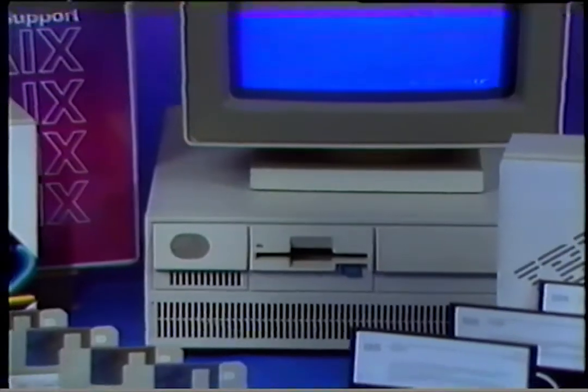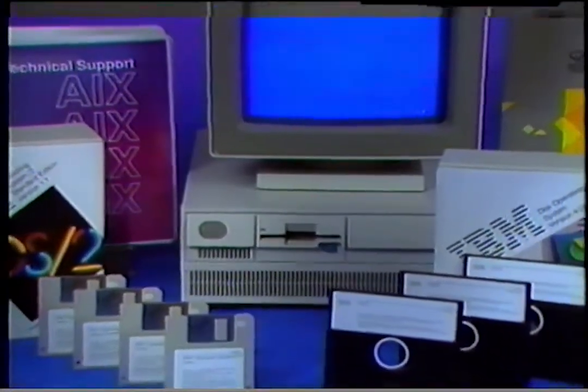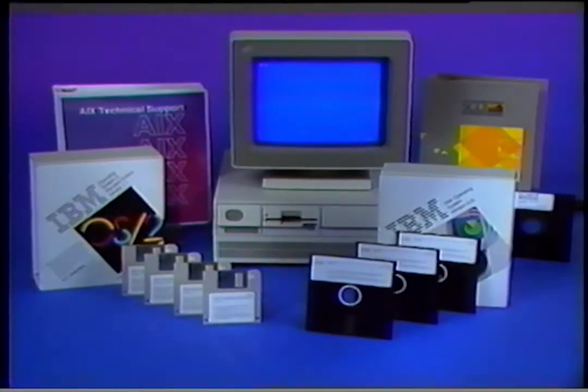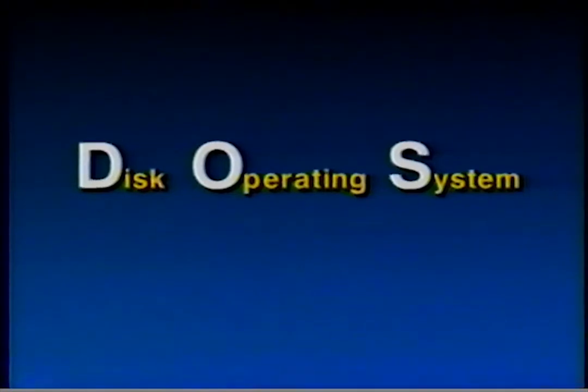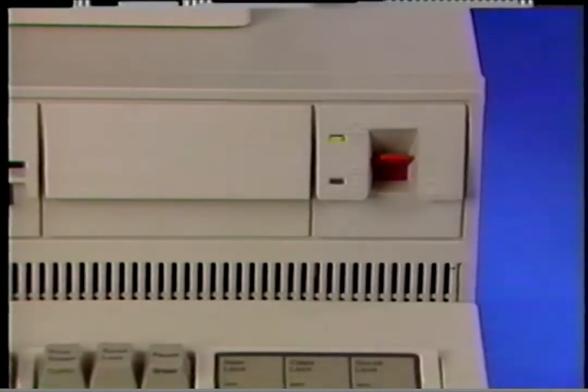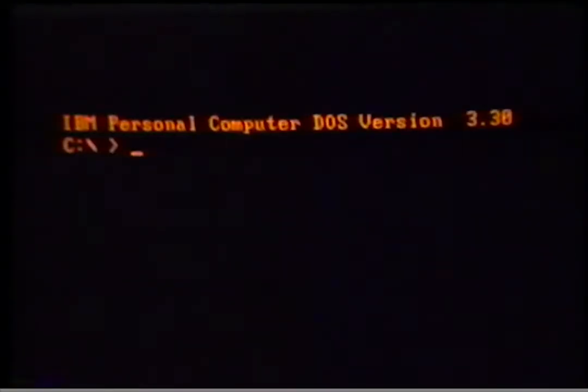There are several different operating systems for personal computers. Different computers use different operating systems. One of the most common is called DOS. DOS stands for Disk Operating System. Disk Operating System means that the operating instructions are stored on a disk. Each time the computer is turned on, the operating instructions are loaded from the disk into the computer.